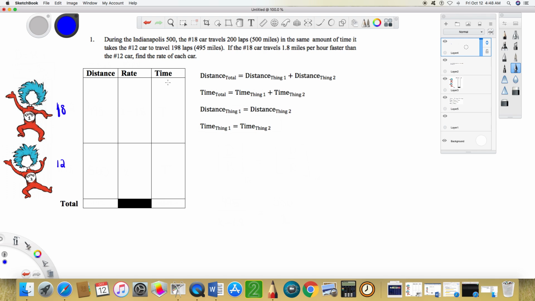All right, so car number 18 and car number 12. Now fill in the information in the table here as much as you can from the information that's given in the problem, and then hit continue.